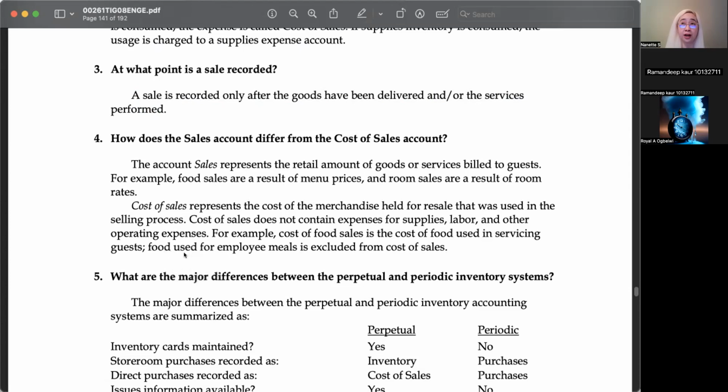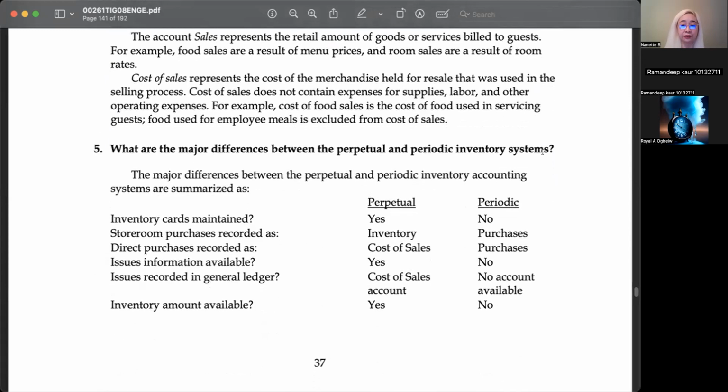Now, if you are serving staff meal, normally the staff will not pay for it because it's part of their benefit. So this is a cost to your company. You're not really earning money from it, but since it is a cost, then you have to record it as part of your cost of sale. So selling food to your guests is different from serving food to your staff, because for your staff it is part of their benefits.